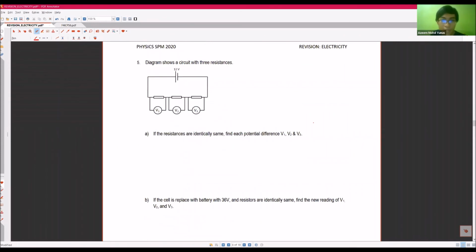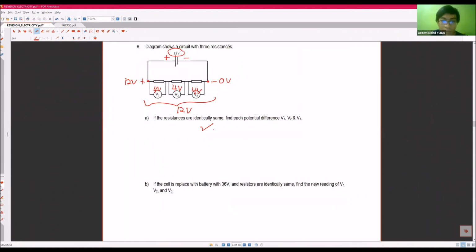The diagram shows a circuit with 3 resistors. If the resistances are identically the same, find each potential difference. Okay, so we have 12 volt here, plus here, minus here. So 12 volt here, 0 volt here. When we deduct, it becomes 12 volt. So this is the potential difference between these two points. Inside these two points, we have 3 identical resistors that sum up to 12. That means each resistor will have the same value, distributed equally. So 12 divided by 3 is 4. Each resistor must have 4 volts in order to sum up to 12. So we already calculated that.